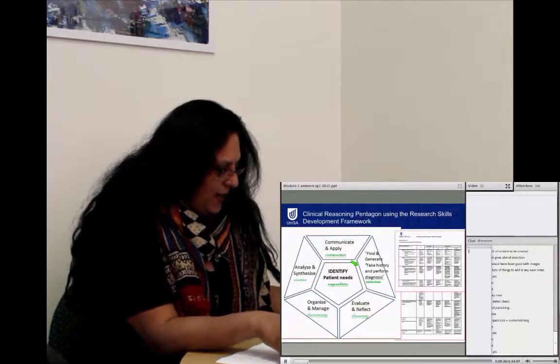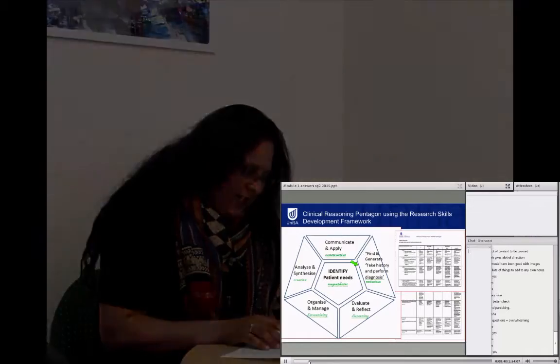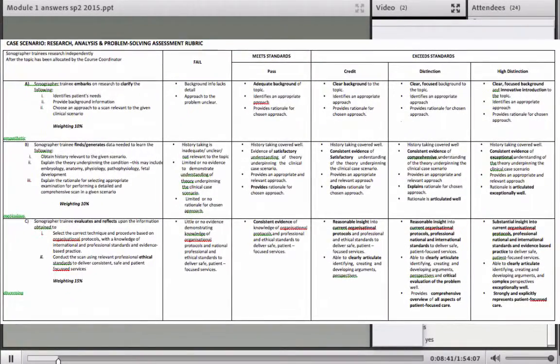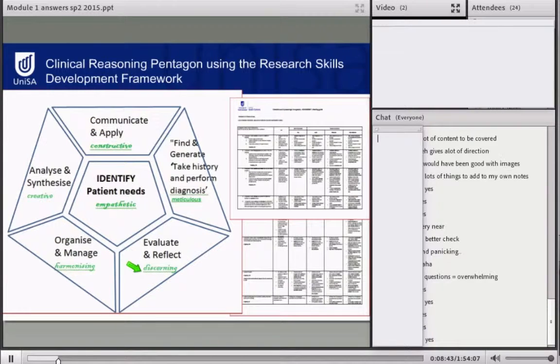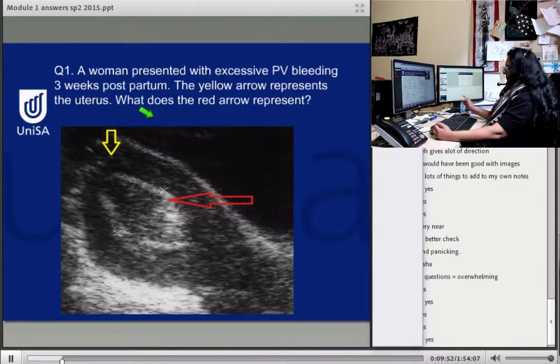And then using a case study example, and I also used the different affective facets as well, and then started picking on case study elements within the actual case study. This whole rubric, the marking rubric which you have, is represented in this little pentagon. Okay, so what we'll do is we'll use this pentagon to try and problem solve. Now let's use this question and apply the research skills development framework here.